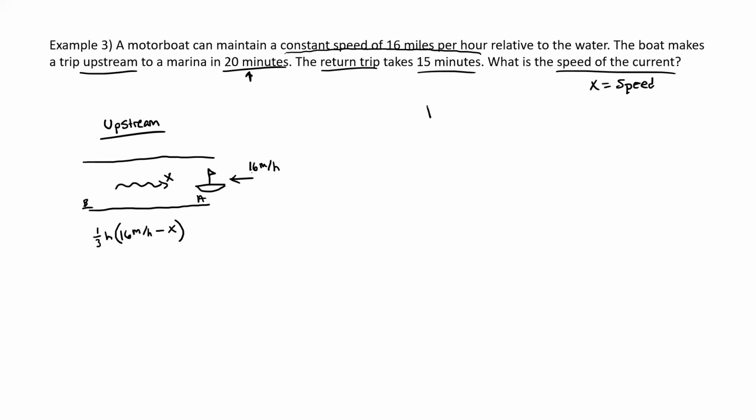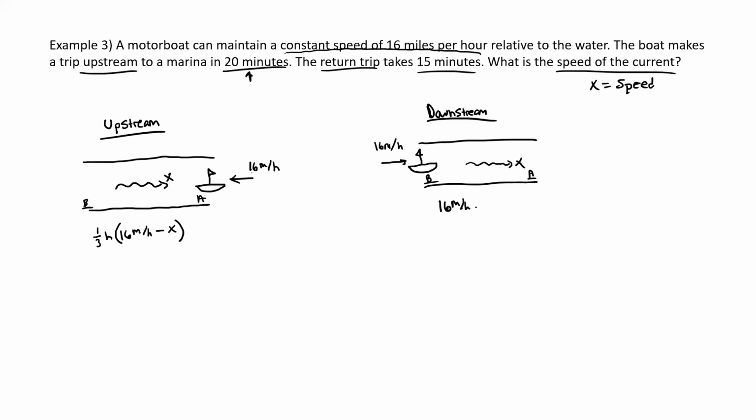Now let's take a look at the downstream side. So in this case, we're on the way back from the marina. So we have point B here, for example, and point A. You have your current going in this direction, going x, and you have your boat right here, going at 16 miles per hour in that direction. So you'll notice that the boat speed and the current speed are in the same direction. So that means they will actually add to each other as opposed to the other situation.